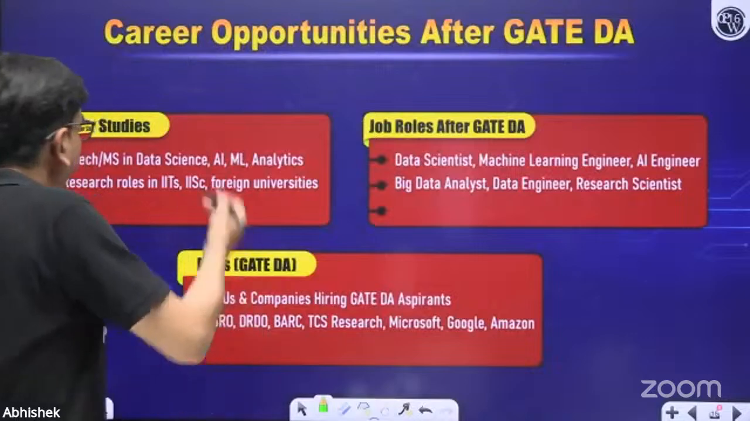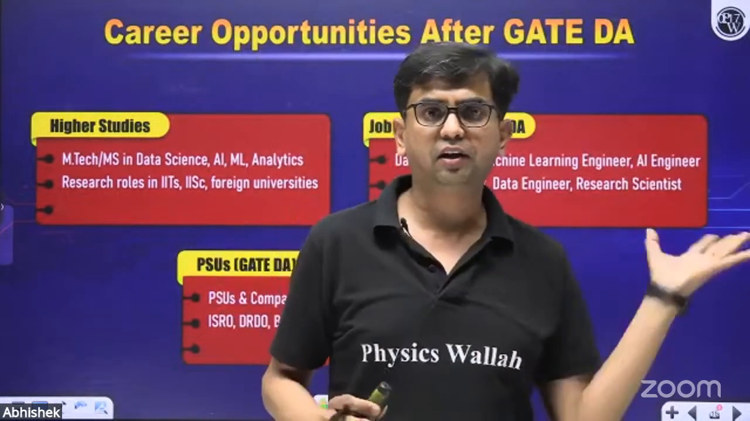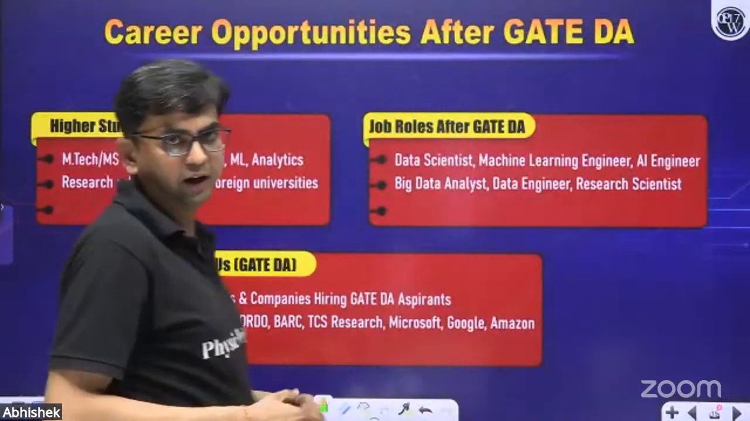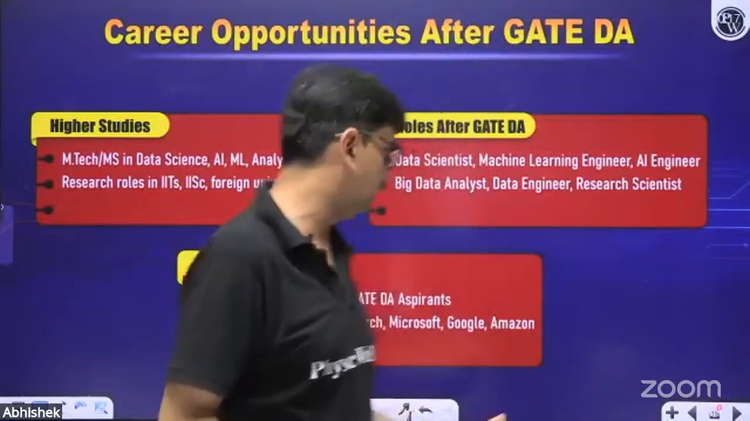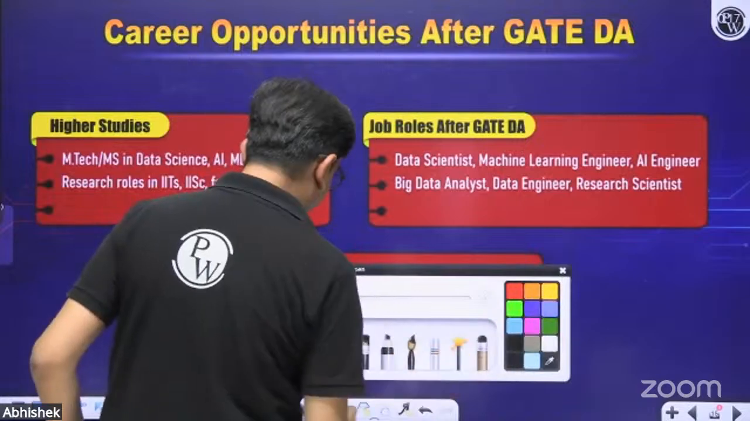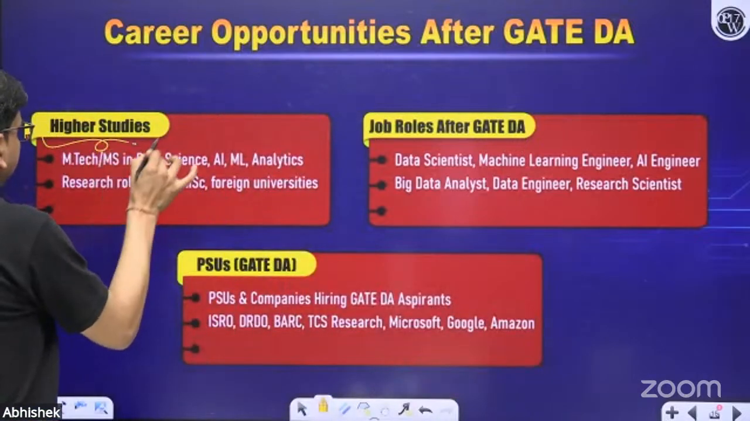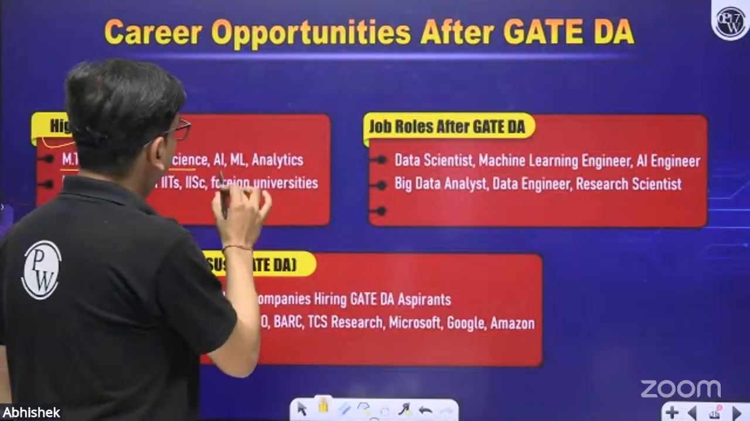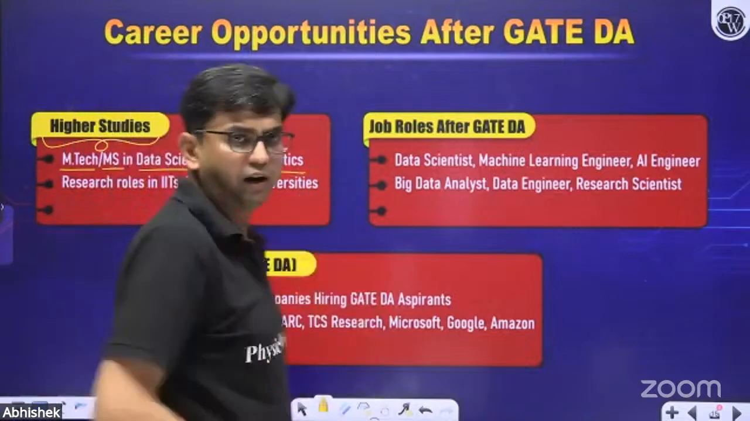So in this part, we will discuss career opportunities after GATE DA. GATE DA offers various aspects and opportunities, and we will discuss them one by one, very briefly. If you clear GATE DA with a good rank, you can join for higher studies, like an MTech or MS program in data science, which is completely based on the AI, ML and analytics field.